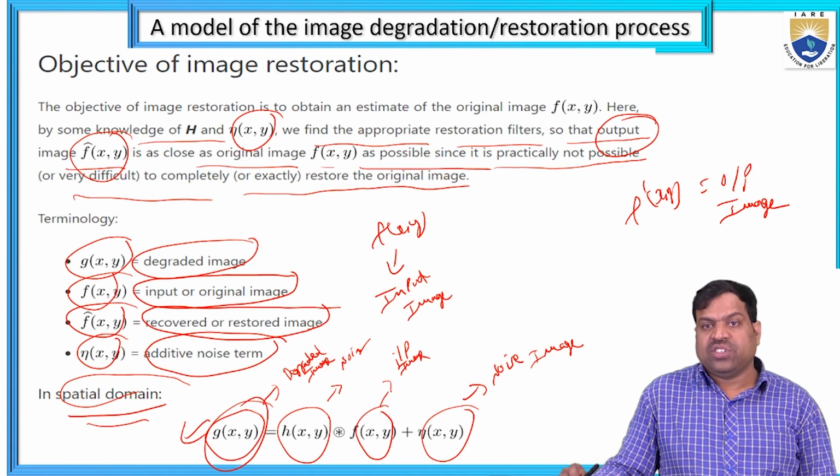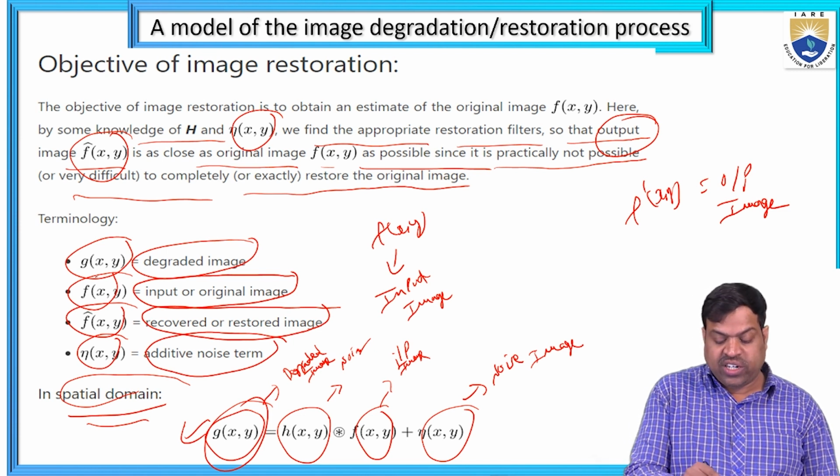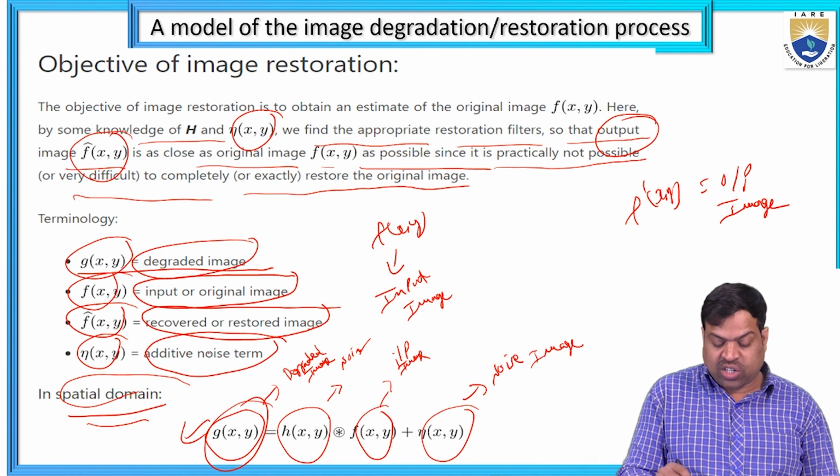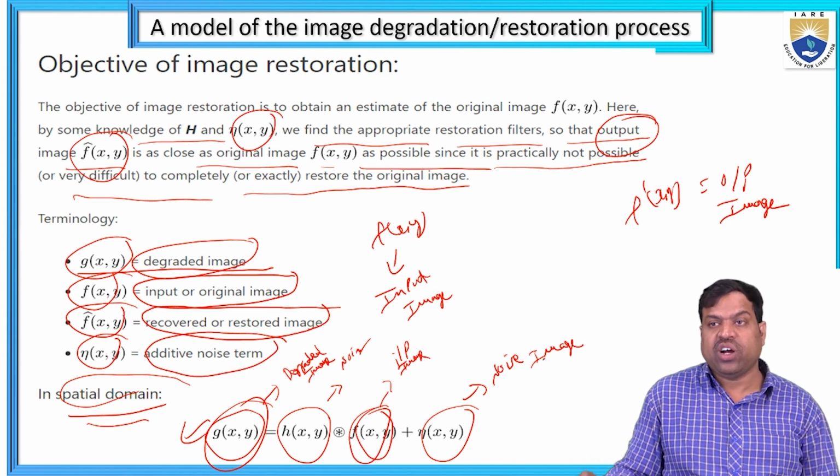Another equation is g(x, y) = h(x, y) * f(x, y) + nu(x, y). Here g(x, y), as already discussed, is the degraded image, h(x, y) is the degradation function, f(x, y) is the input or original image, and nu(x, y) is the additive noise function.